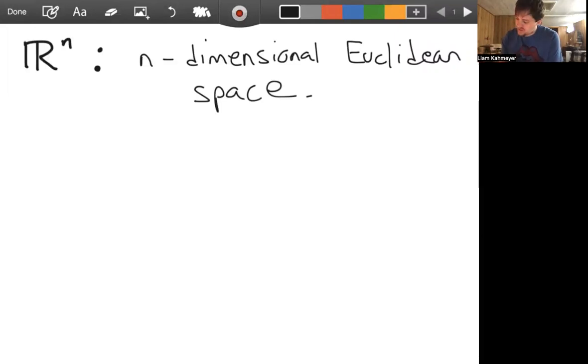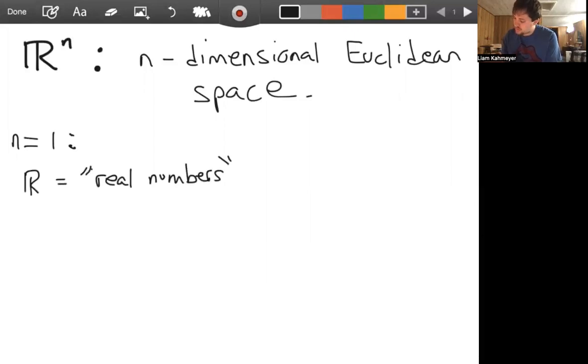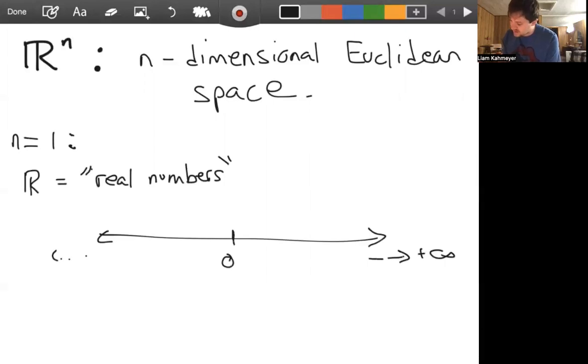So let's just start with n equals 1. When n equals 1, we have just the real numbers, right? So we would have R, and this is the real numbers. A geometric interpretation of the real numbers we've seen since grade school, probably. We have our number line, we mark 0, and then we know that this tends off towards positive infinity to the right, and towards negative infinity to the left, right?